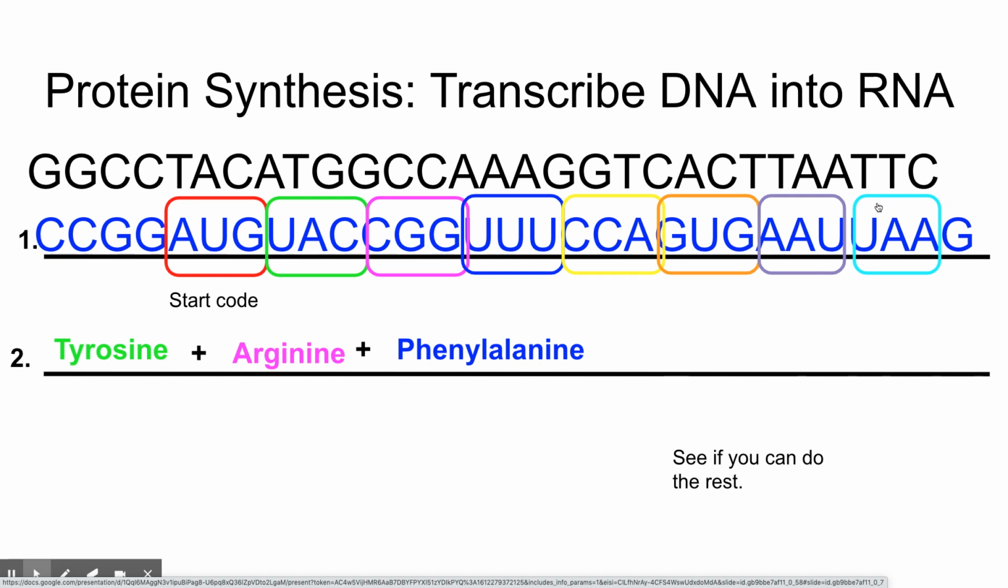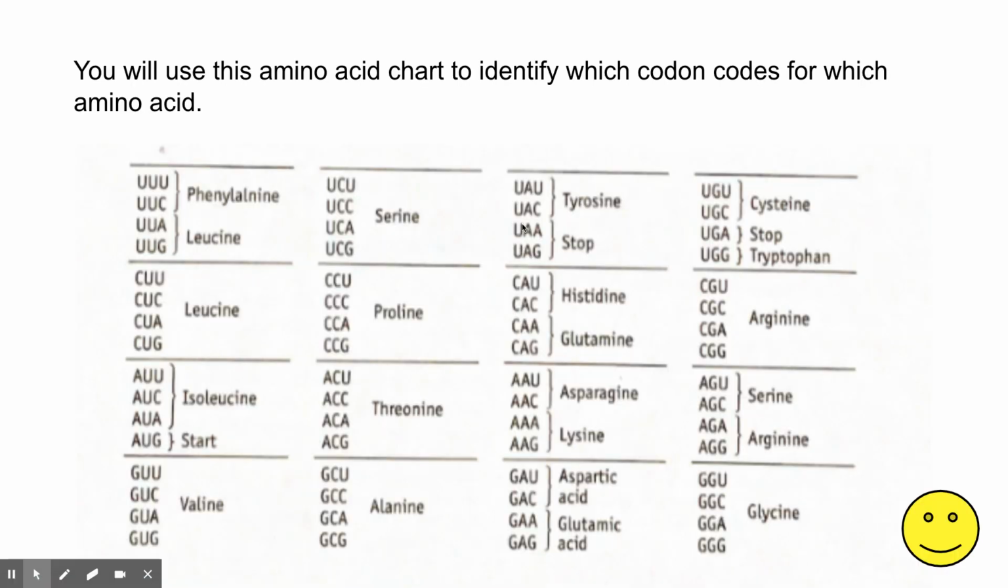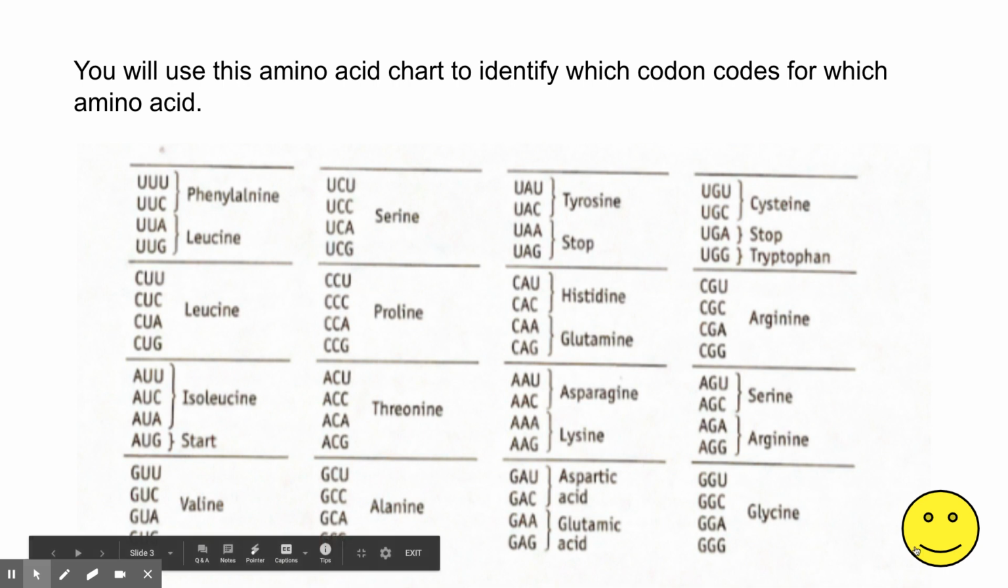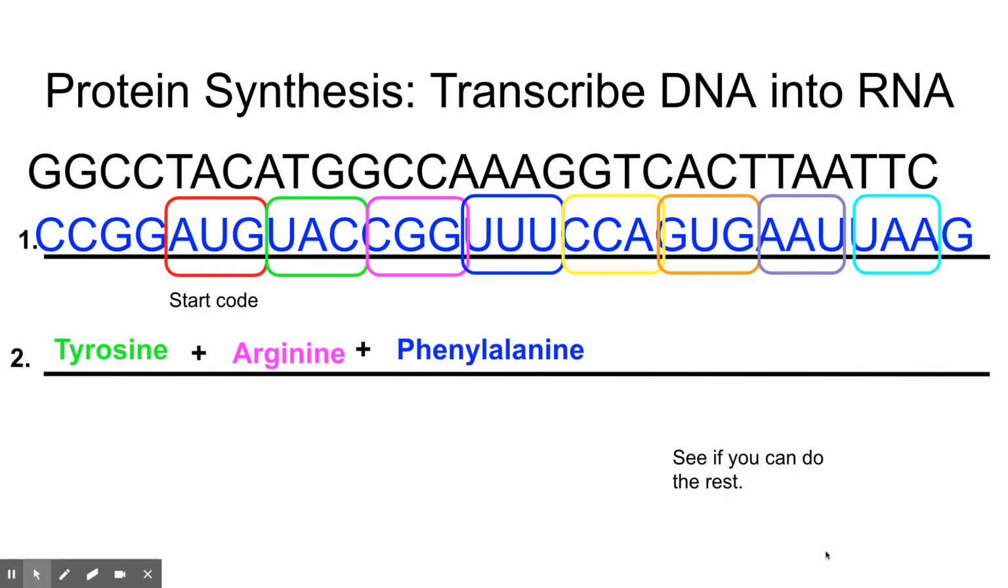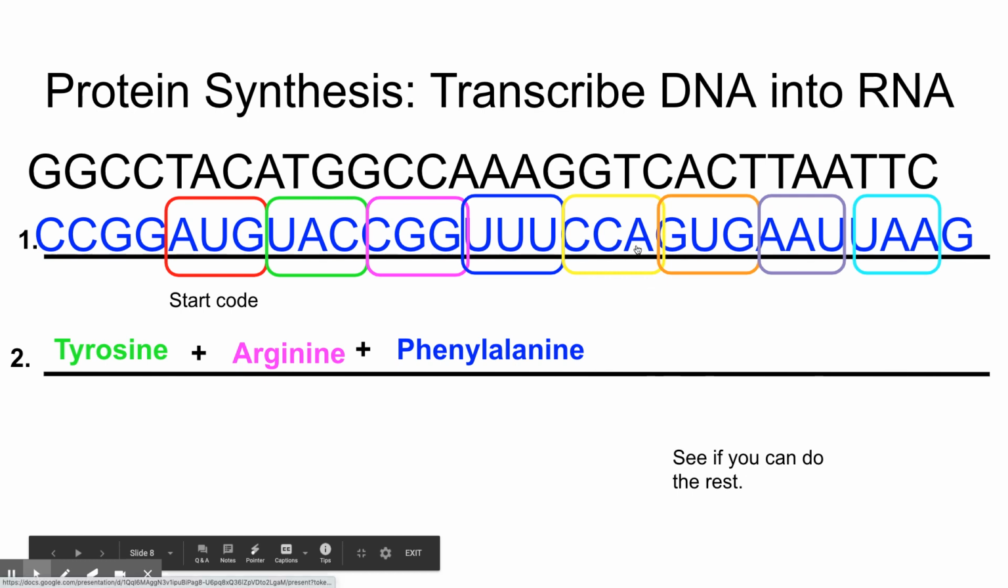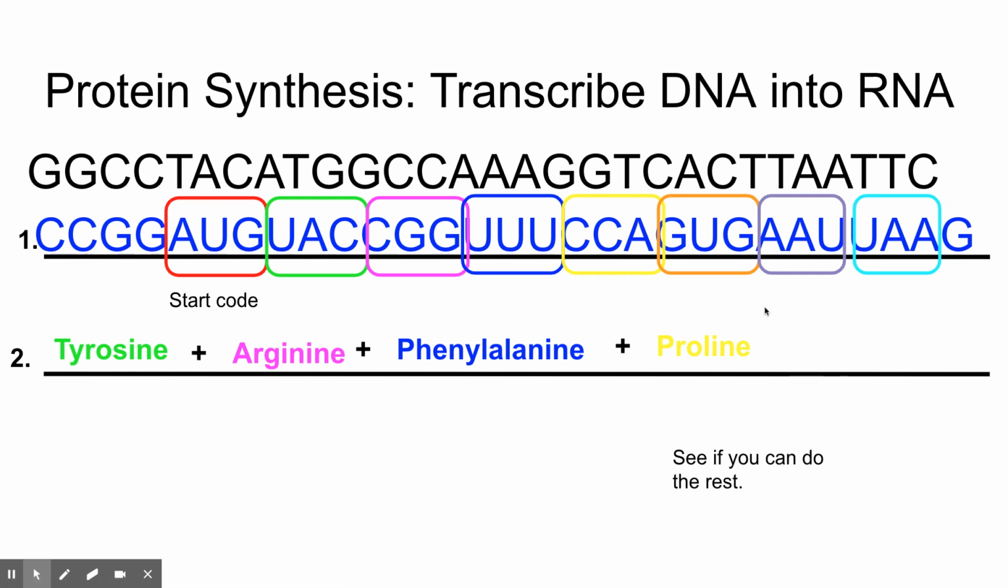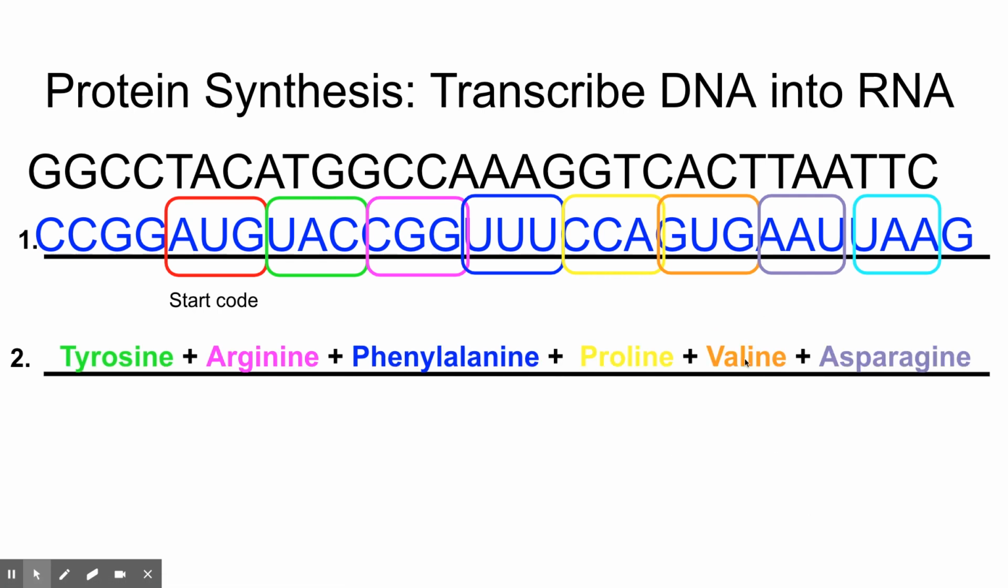I'm going to give you a helpful hint. UAA, it's stop. You look up UAA, stop. Okay. So see if you can figure out the rest. And if you want to, you can pause the video because I'm about to tell you the rest. All right, so we're at the CCA, that's proline, GUG, valine, and then the AAU, asparagine.